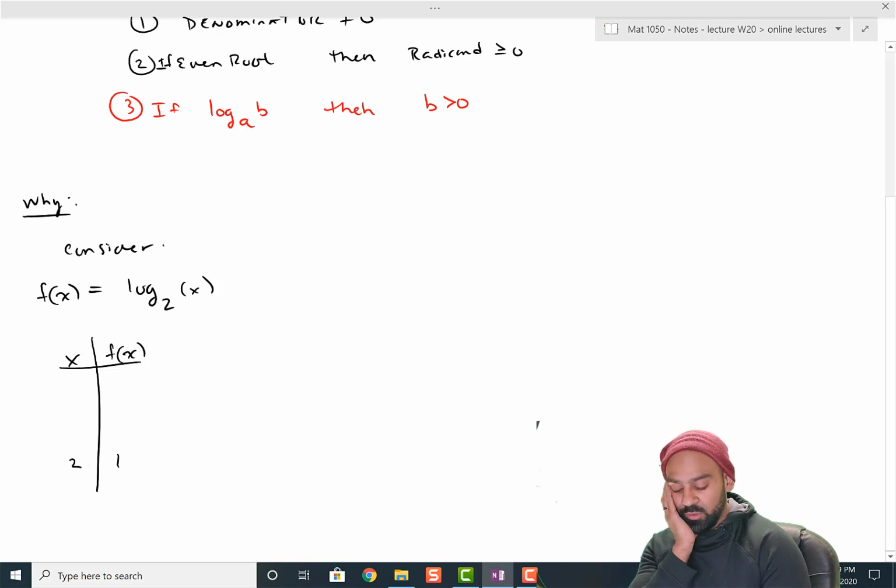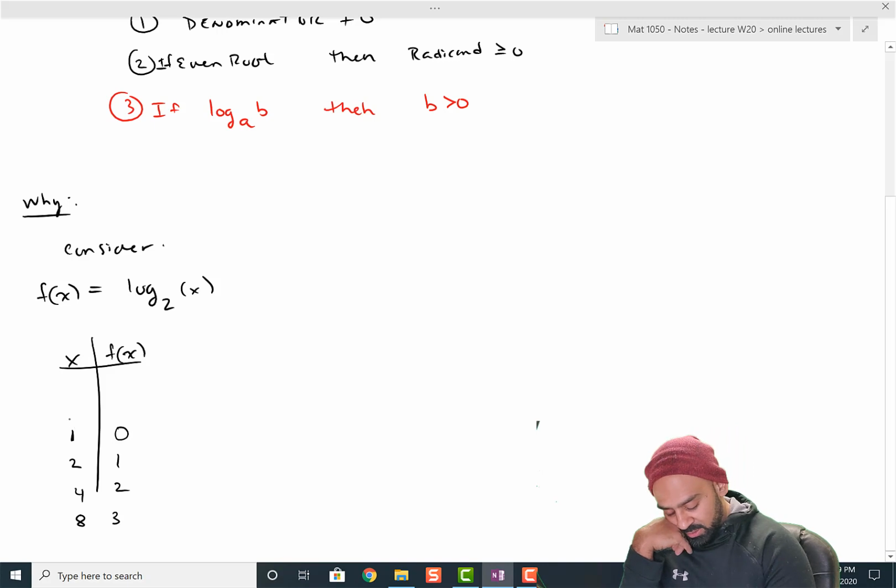2 to the first power is 2. 4 is another good one, right? Because that's 2 squared. 8's a good one, right? Because now we know that 2 to the third power is 8. So the way we're thinking about this is backwards, right? Well, what's the next good one? Well, that's 1. Why is 1? Because we got to have 0 accounted for.